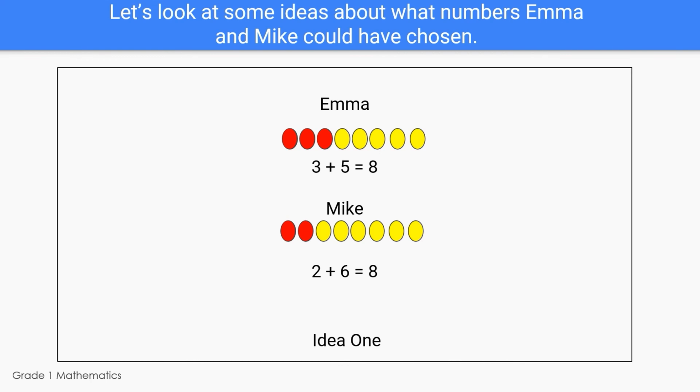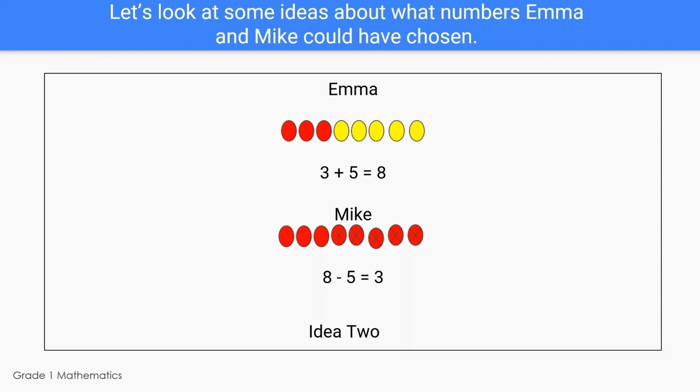Here in idea 3, we see Emma could have chosen the numbers 4 and 2 and added them. Mike could have chosen the numbers 9 and 3 and subtracted. We know these could be the numbers Emma and Mike have chosen because 4 plus 2 equals 6 and 9 minus 3 equals 6. So we know that 4 plus 2 is the same amount as 9 minus 3 because 6 is the same as 6.